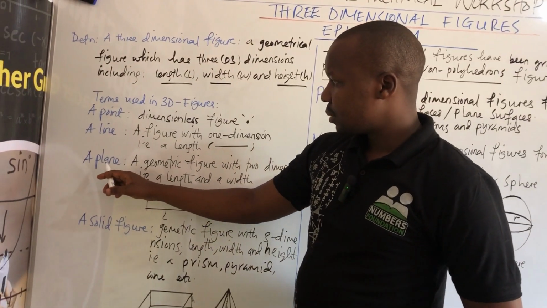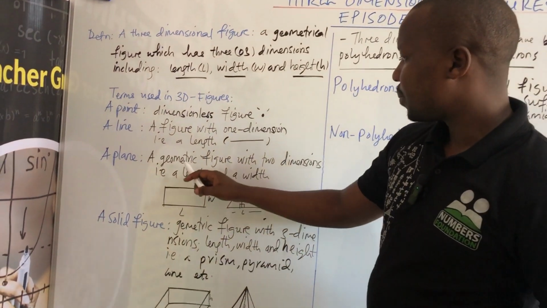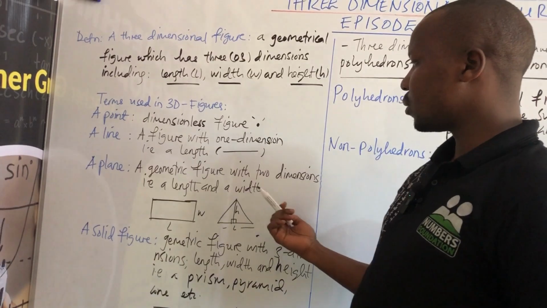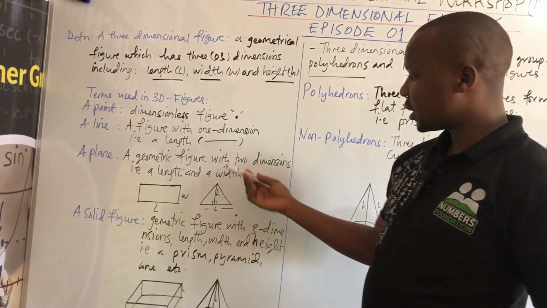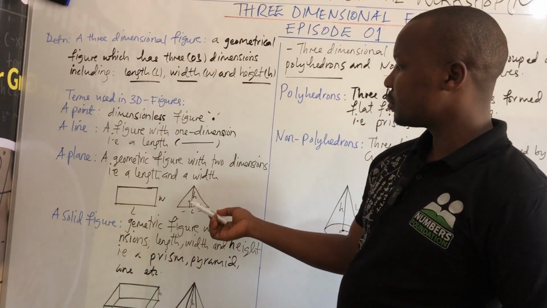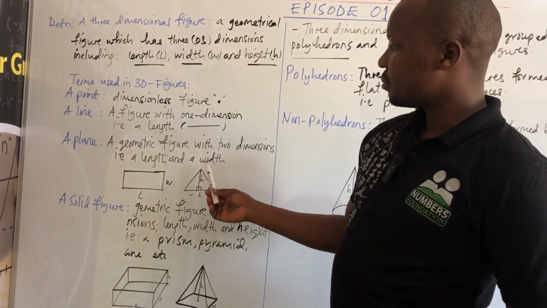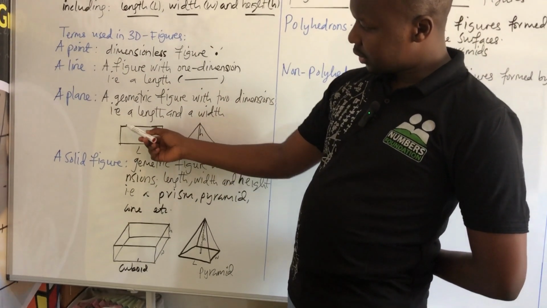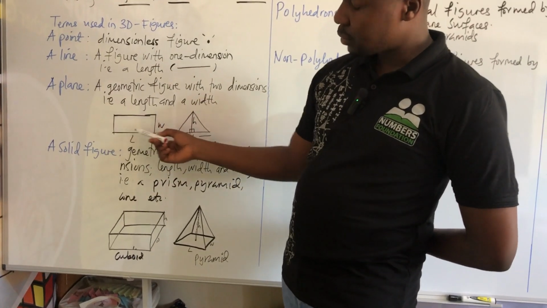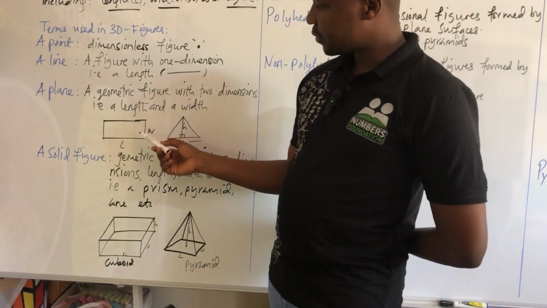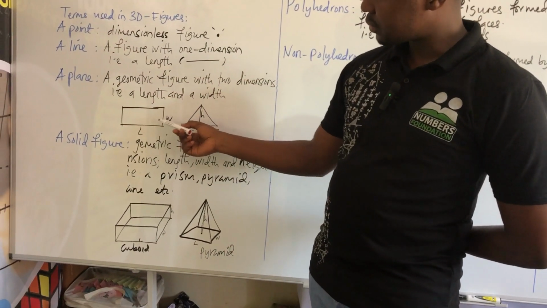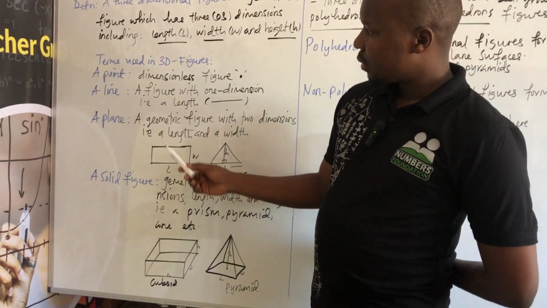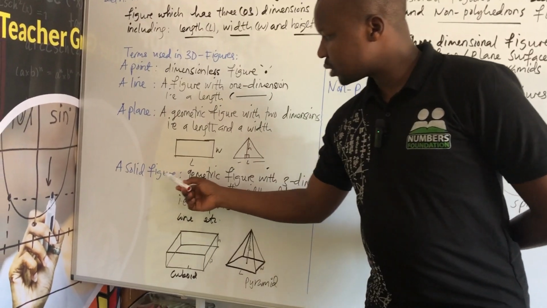And we have another term, a plane. A plane is a geometric figure with two dimensions. I mean the length and the width. Or sometimes we can have a height and the length, but all of them, we can term them as length. But now a plane, its boundary can form a region, as you can see here in the rectangular shape, and this in triangular face. The other term that we have is a solid figure.